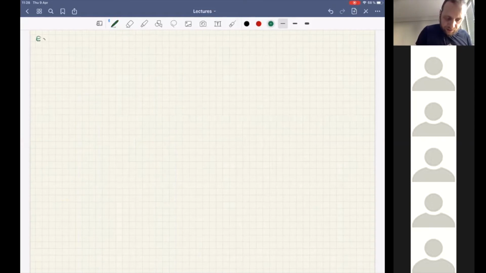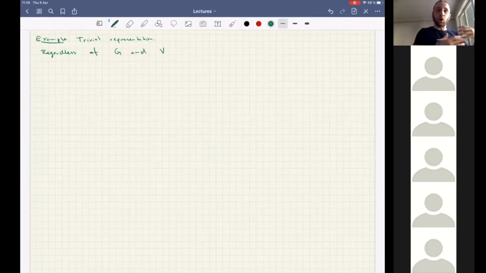Just to mention another example which you might encounter, the trivial representation. Regardless of G and V, we can always map all of the elements of G to the identity on V. So rho of A is equal to the identity. This is always going to be a representation, and it's called a trivial representation.